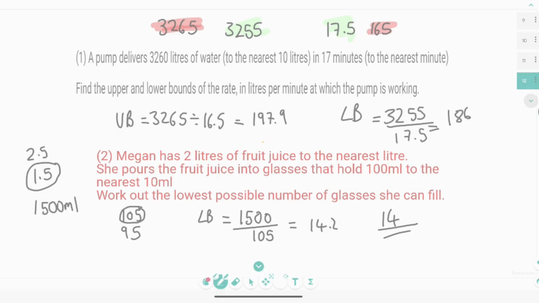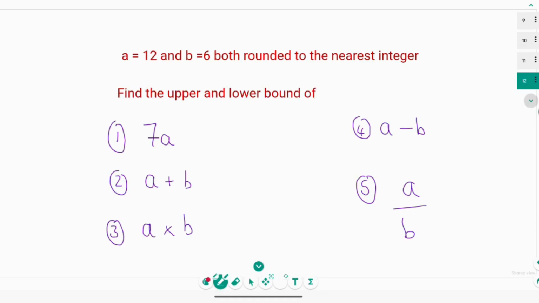Okay, with IGCSE Edexcel, I have noticed that a lot of questions you're just given algebra with upper and lower bounds. So just to finish off, let's have a look at these 5 questions. A and B both been rounded to the nearest integer, so we've got 12.5 for the upper bound, 11.5 for the lower bound. And for B, our upper bound is 6.5, lower bound 5.5.